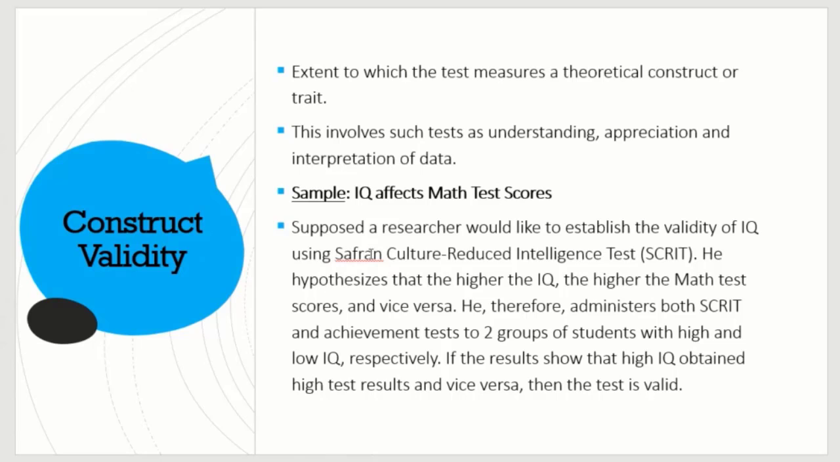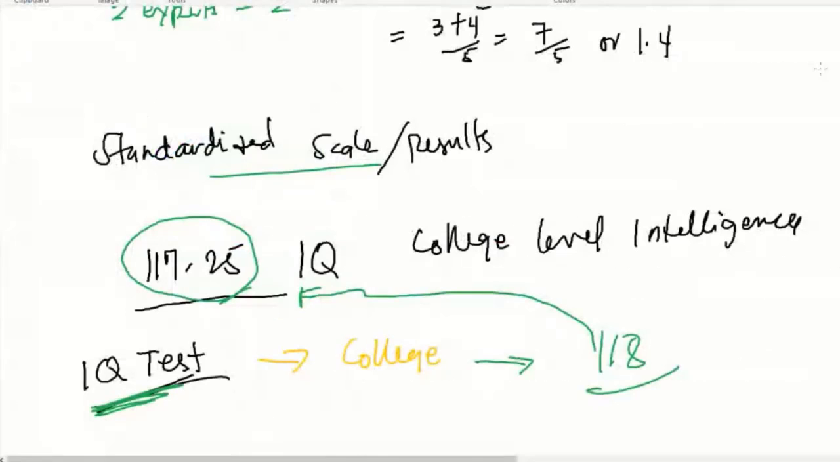So for example, supposedly a researcher would like to establish the validity of IQ using Safran Culture Reduced Intelligence Test. He hypothesizes that the higher the IQ, the higher the math test scores, and vice versa. He therefore administers both SCRIT and achievement tests to two groups of students with high and low IQ respectively. If the results show that high IQ obtained high test results and vice versa, then the test result is valid.